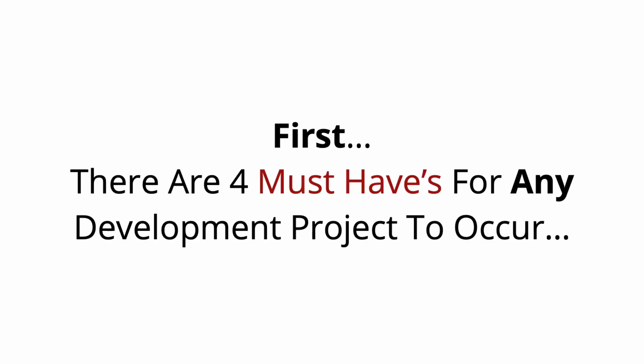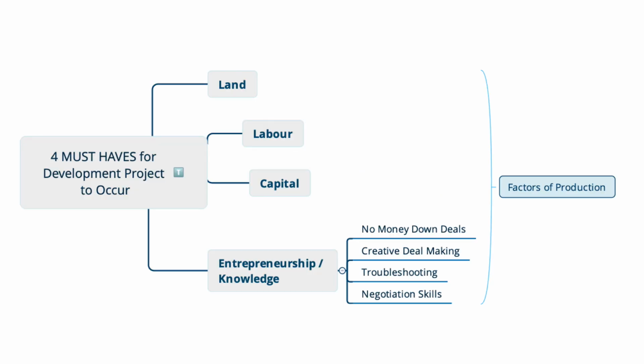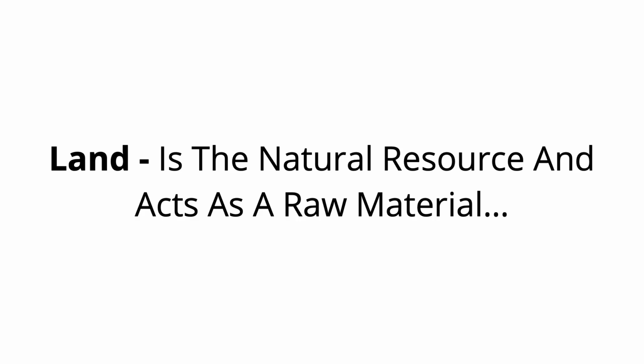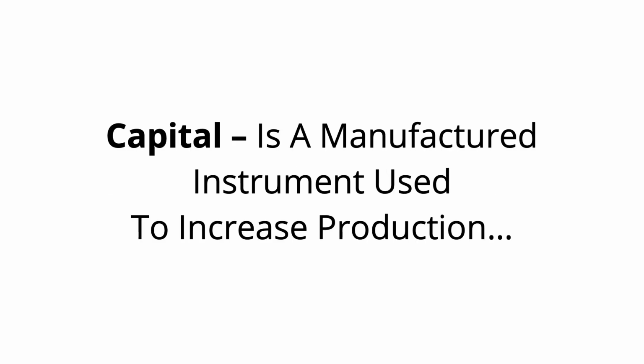First, there are 4 must-haves for any development project to occur that you should know: land, labor, capital, and entrepreneurship, also known as factors of production. Land is a natural resource and acts as a raw material. Labor is the human effort required to transform raw material into a finished good. Capital is a manufactured instrument used to increase production, like machinery, tools, and buildings. This does not include money. Capital is needed to buy capital equipment, yet money itself cannot produce goods and services.